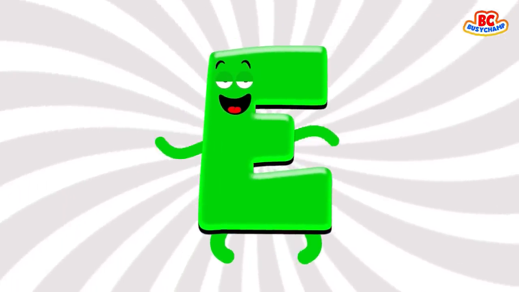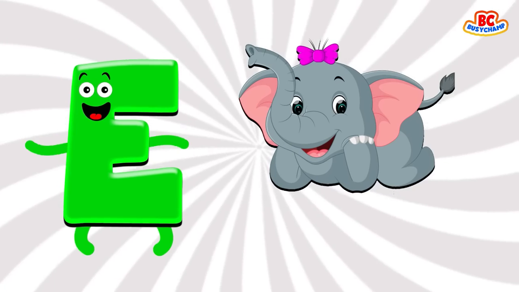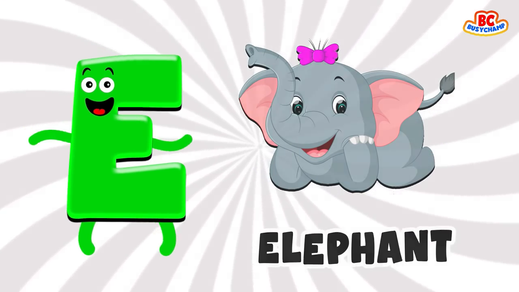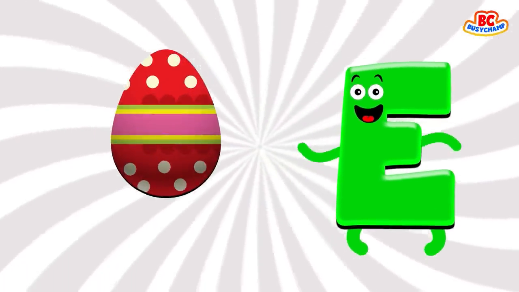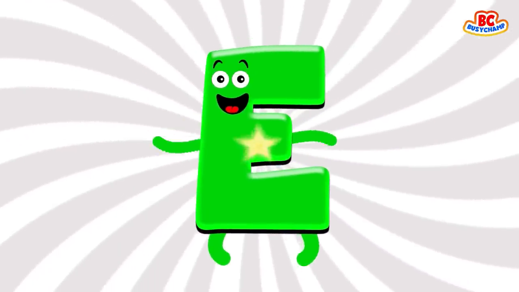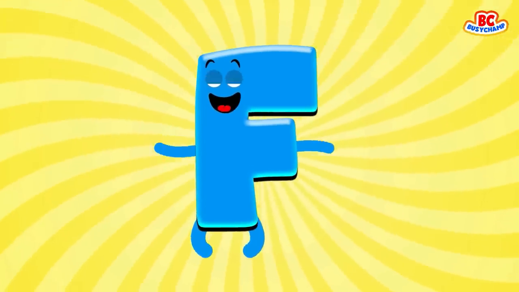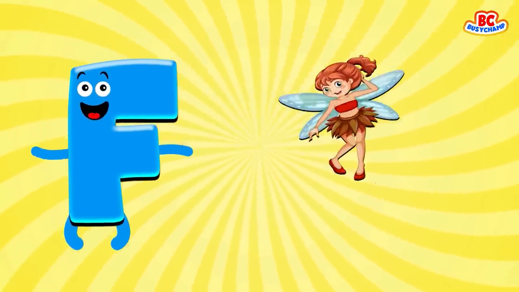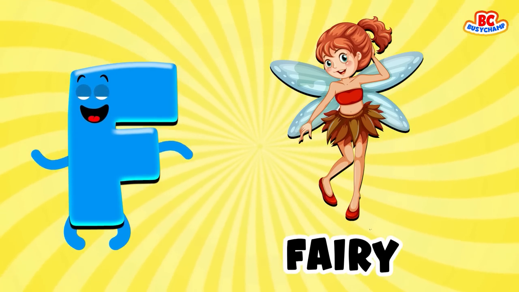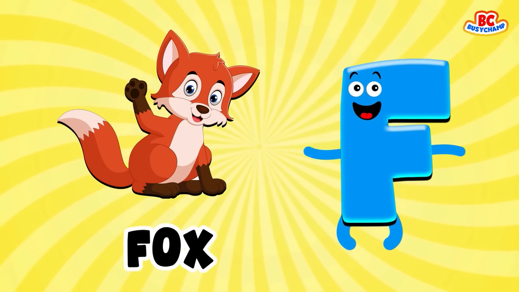Here comes the letter E. E. E says elephant. E says egg. Here comes the letter F. F. F says fairy. F says fox.